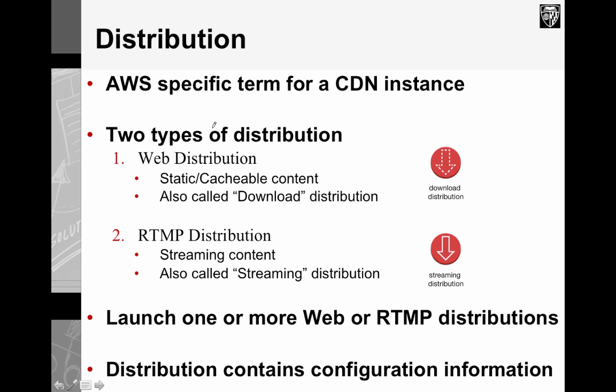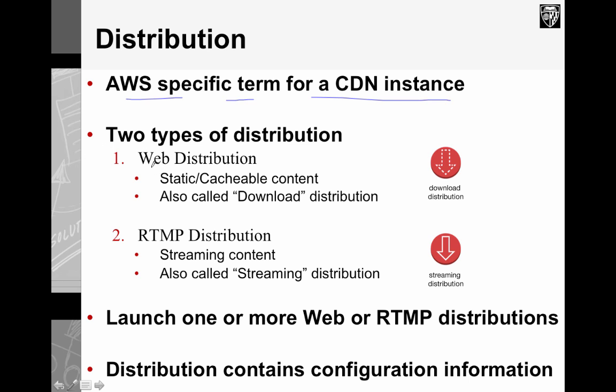Distribution. A distribution is really an AWS specific term for a CDN instance. If you recall, when we were doing Elastic Beanstalk, we created an application instance. In the same way, when we were working on RDS, we created or launched an RDS instance. In the same way, in the CloudFront terminology, when we create something in CloudFront, we actually create a distribution.